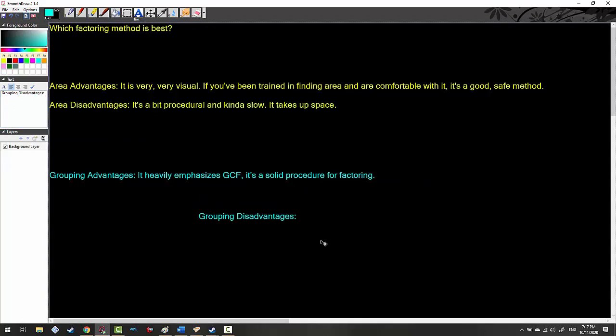The grouping disadvantages are, it can get a little bit tedious. It can be a bit slow, especially if you already know what the factors are going to be, and you're like, I am hell bent, I got to do the grouping. You can't. You can just kind of go for it. So it can be a bit slow. It's definitely faster than the area model. And again, this is just my opinion. So someone could just come in and say, you're wrong about everything, and that's fine.